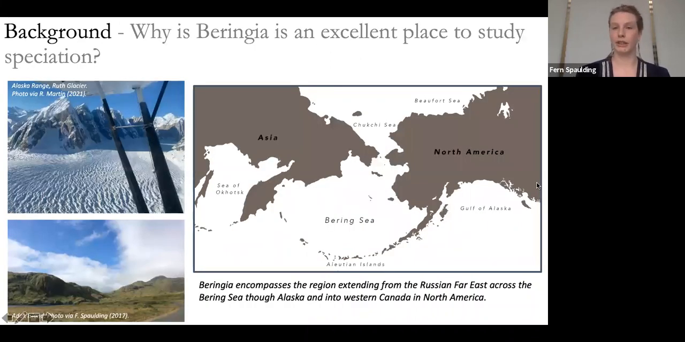Why is Beringia an excellent place to study speciation? First, let's define what the area of Beringia is. Beringia is the area that encompasses the region extending from the Russian Far East across the Bering Sea through Alaska and into western parts of Canada and North America.